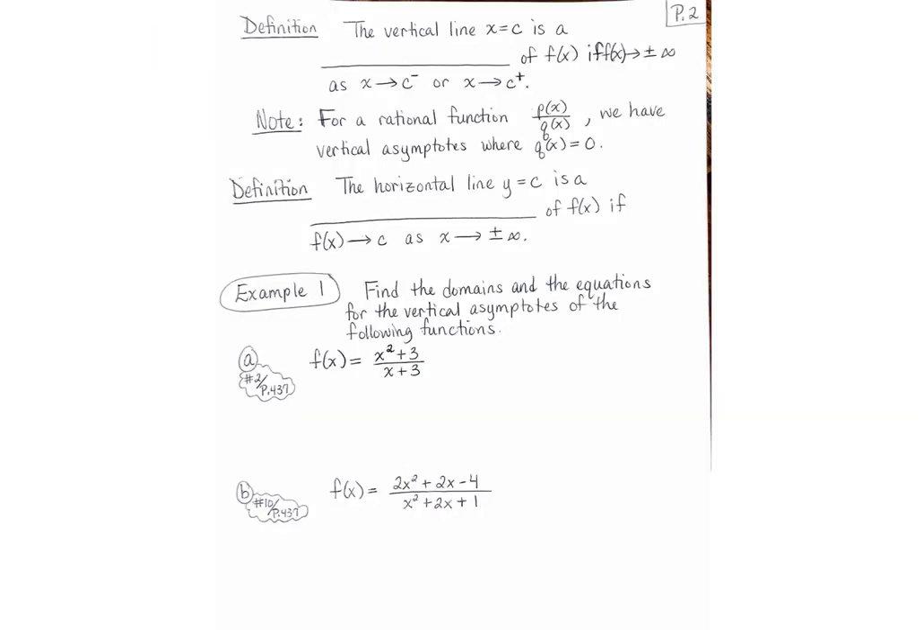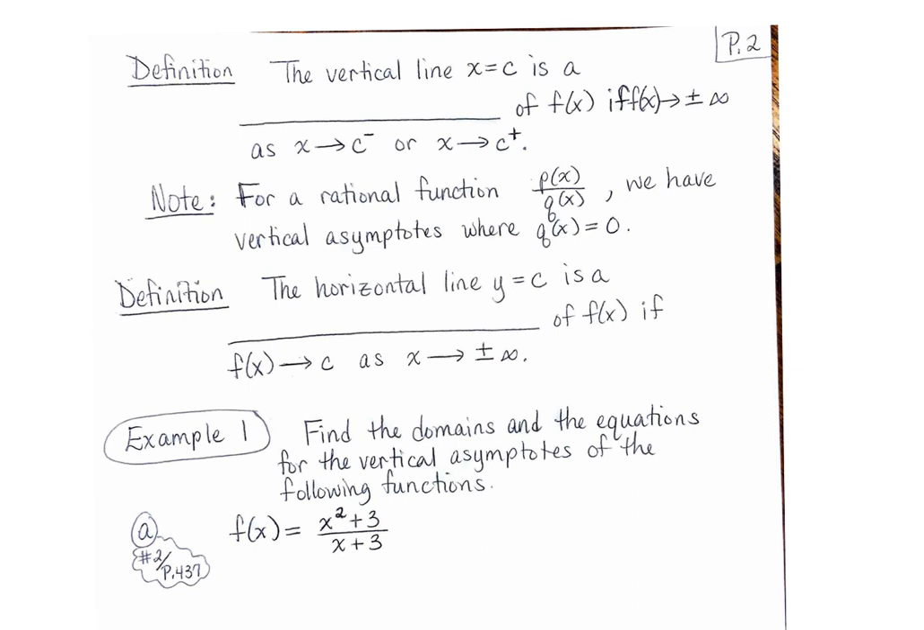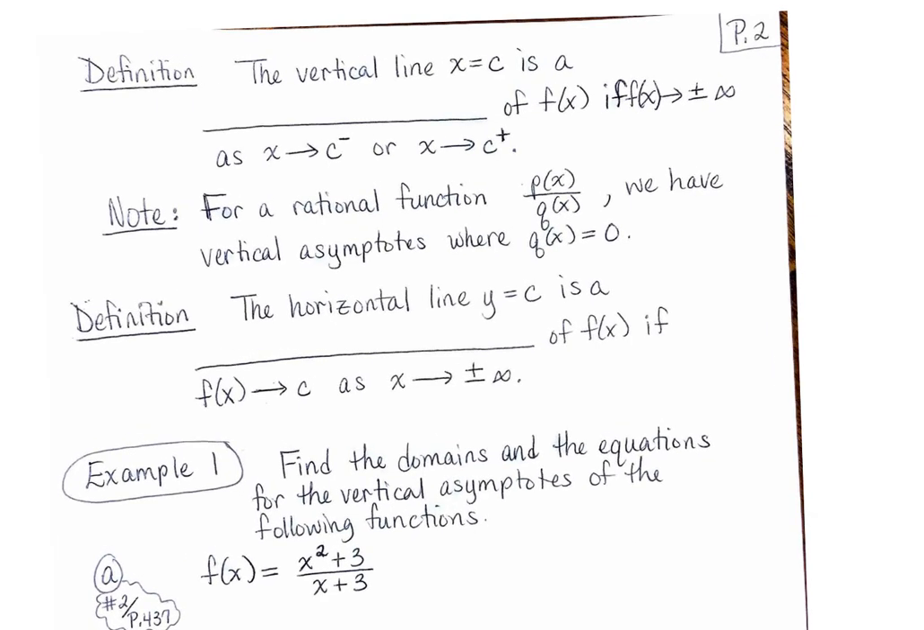Okay, so let's continue. The vertical line x equals c is a vertical asymptote. It's important that you understand it is a line, so it's in the form of x equals. The vertical line x equals c is what we call a vertical asymptote of your function f of x.